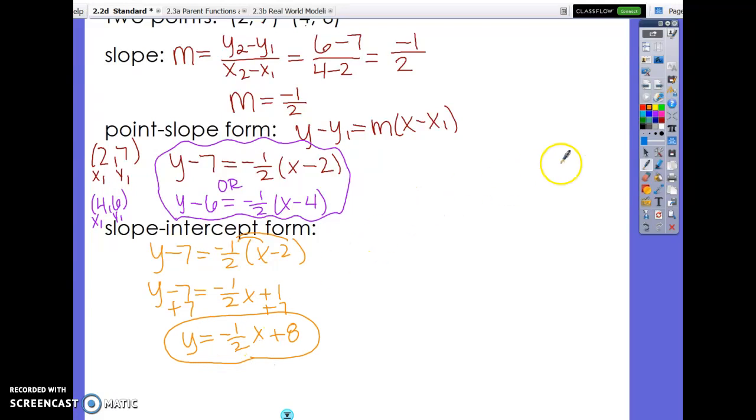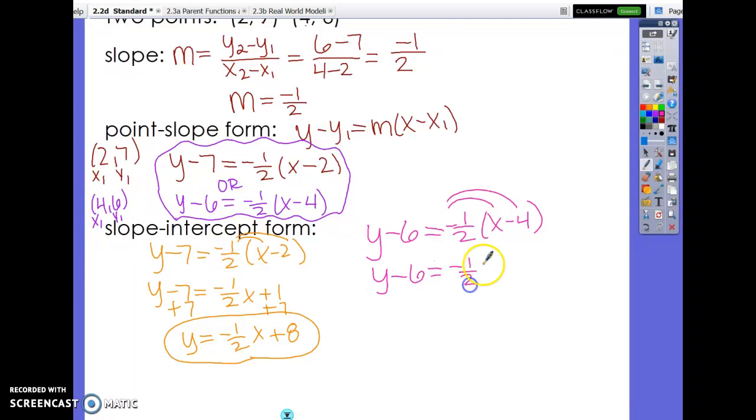Okay. We could also, if we wanted to, have used the other equation. So let's see what's going to happen if we use y minus 6 equals negative half times x minus 4. So again, we're going to distribute to start off. y minus 6 equals negative half x. Negative half times negative 4 is a positive 2. We need to add 6 to both sides to isolate y. y equals negative half x plus 8.